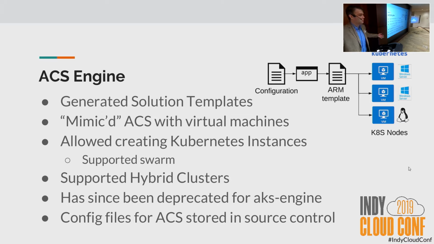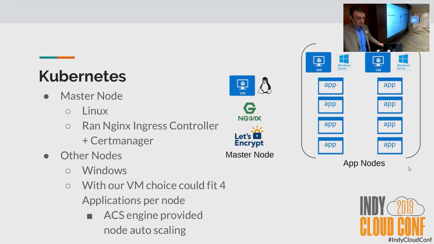Now, I would recommend this tool, but they deprecated it and switched over to what they call AKS Engine, which is really all the same stuff, but they took out the Docker Swarm and other orchestrators. Now you can only use this tool with Kubernetes, if that tells you anything about the state of container orchestration. We were able to put our configuration files that we put into ACS Engine in source control to keep everything automated.